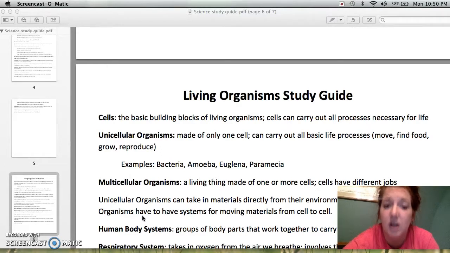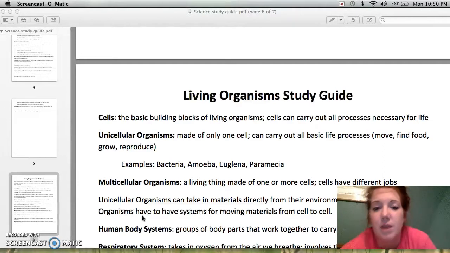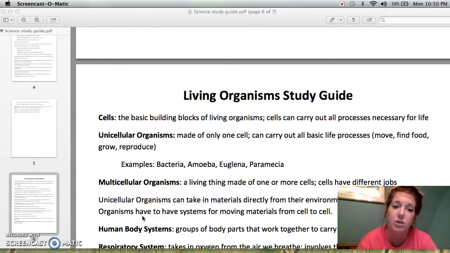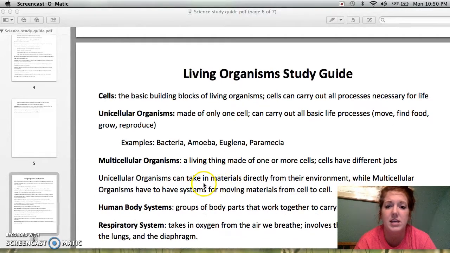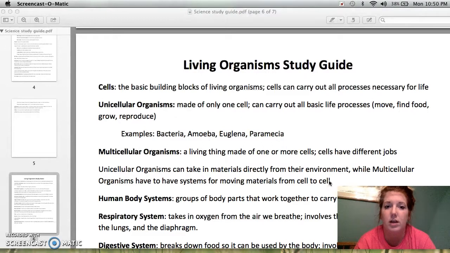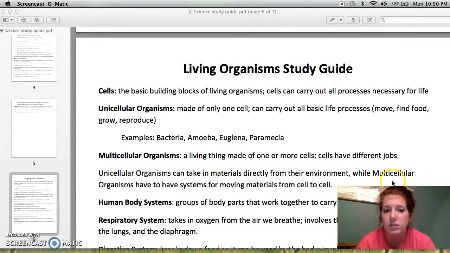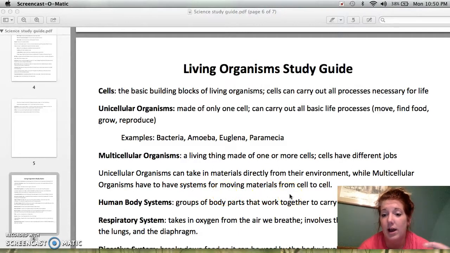Multicellular organisms like us are a living thing made out of one or more cells, and all these cells have different jobs. Unicellular organisms can take in material directly from their environment, like a bacteria. They take it in directly, while multicellular organisms, like us, have to have systems, like the human body systems, for moving materials from cell to cell, how we're all connected. Remember when we did the web?